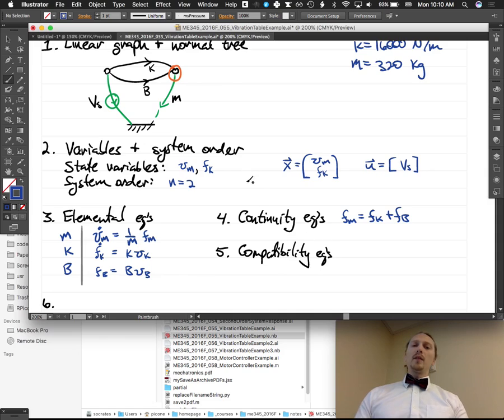And compatibility equations, how many do we need? Two, one for each of these links, right? So if we put the K link in, we would get that Vk equals Vs minus Vm. Good. And what is Vb equal to? Same thing. Very good.